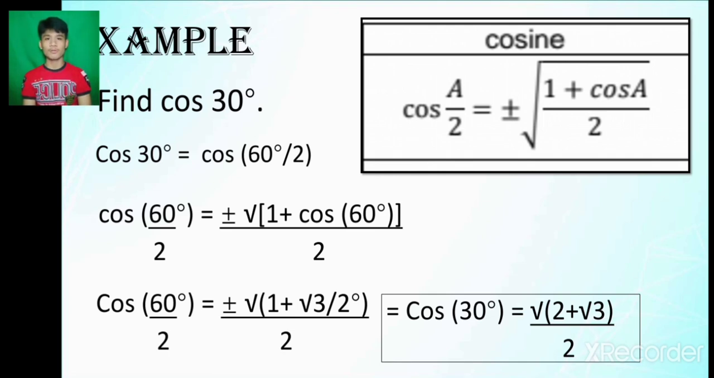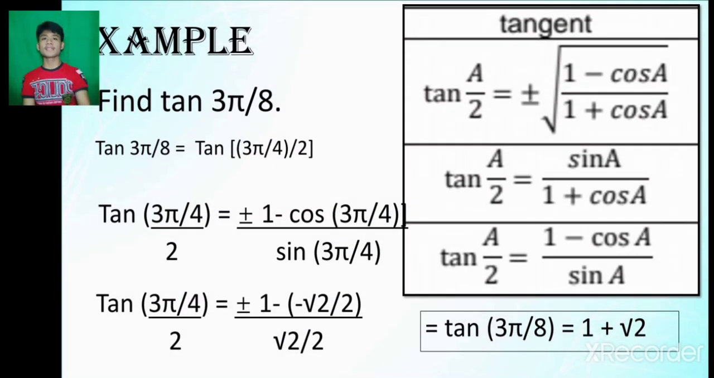Another example, how about finding tan 3 pi over 8? As you observe, the given is in radian form. We have the given tan 3 pi over 8. So as we remember, these are the formulas for finding tangent.